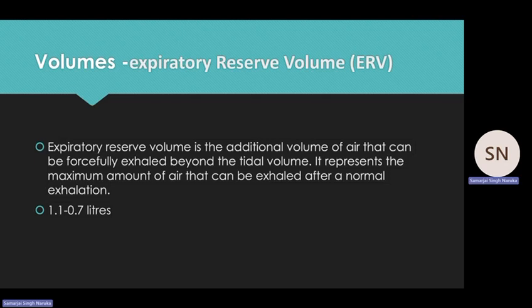The third volume that we need to speak about is ERV, which is expiratory reserve volume. It's the additional amount of air that can be forcefully exhaled beyond the tidal volume, and it represents the maximal amount of air that can be exhaled after normal exhalation. Again, it's a range, which ranges from 1.1 to 0.7 liters.